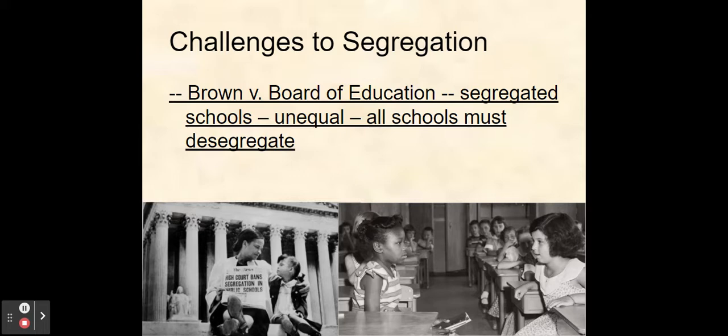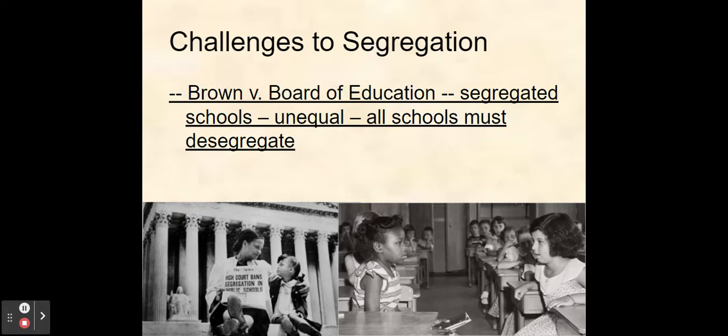Now, where this is going to lead us, okay, is if we can use that to desegregate schools, then we can use that ruling to desegregate other places as well. Okay, so while the case is specifically dealing with schools, the ruling can be applied later on to other locations.